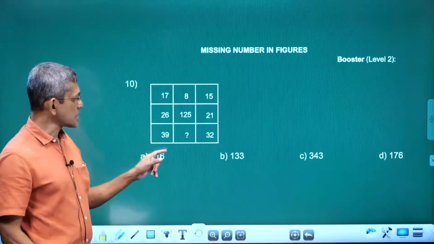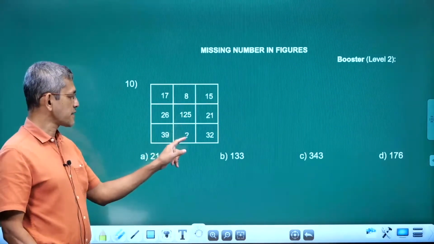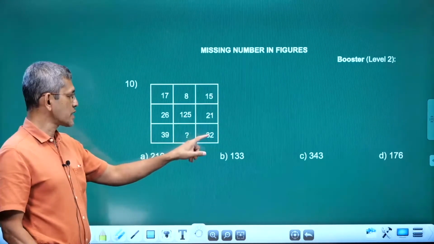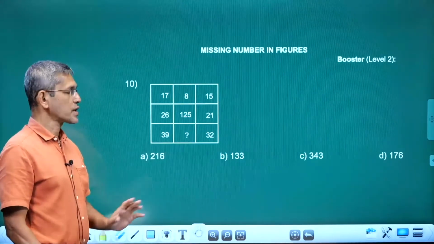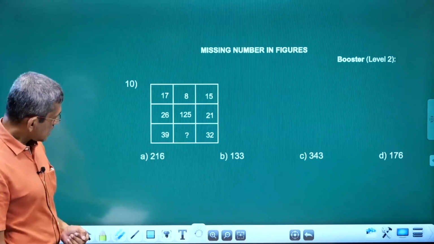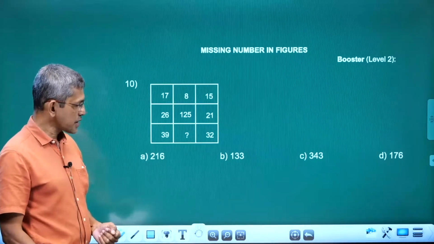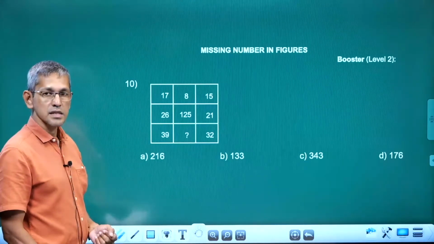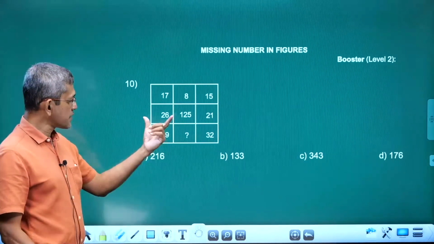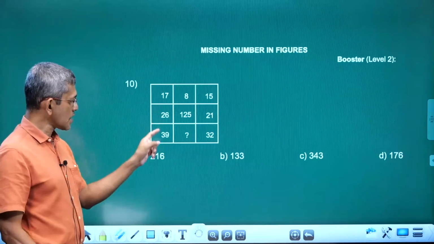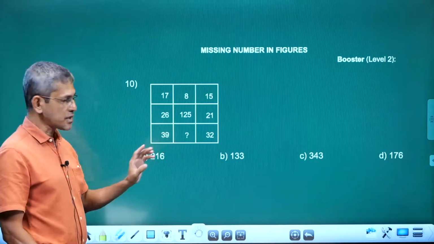17, 26, 39. 8, 125 question mark. 15, 21 and 32. So what do you see here? Here answer choices 216, 133, 343 and 176. The first thing that comes to our mind is either it's a column wise arrangement or it's a row wise arrangement, right?